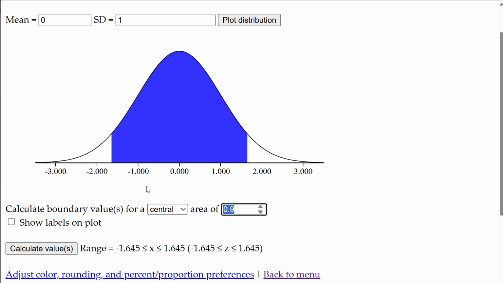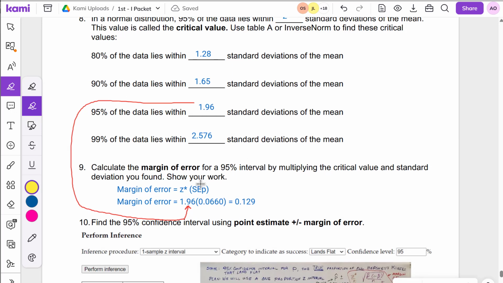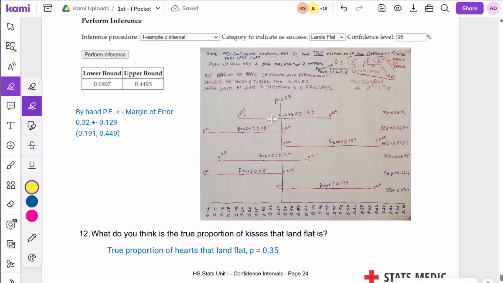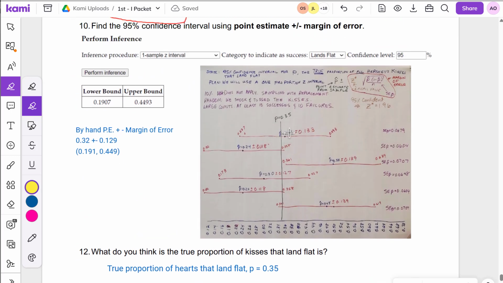All right. Then finally, we calculate our margin of error. So that's from this part right here. You take your critical value times the standard error, and that's your plus or minus. You see how I have all these plus and minuses. Everyone went by hand, and there's mine by hand: 0.32 plus or minus 0.129. Then I just grab a calculator and say, what's 0.32 minus 0.129? I get 0.191. And for the upper value, I get 0.449.